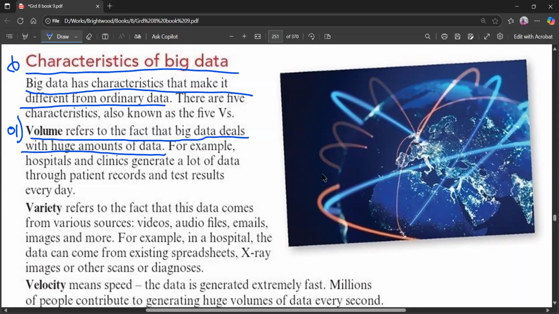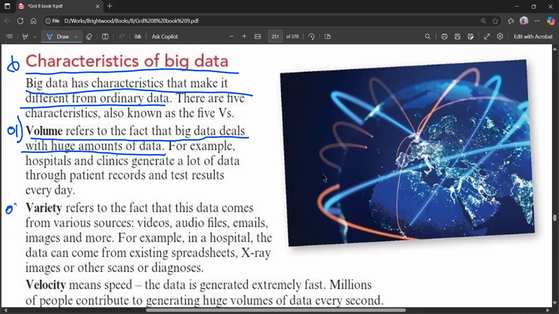Okay. Now the example we just discussed. Look here, the volume. What can it refer to? It refers to the fact that big data deals with a huge amount of data. For example, hospitals and clinics generate a lot of data through patient records and test results every day. Around the world they have a lot of patients, so they are transferring a lot of data. So volume refers to the fact that big data deals with a huge amount of data.